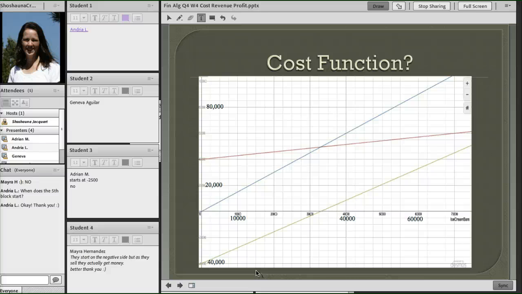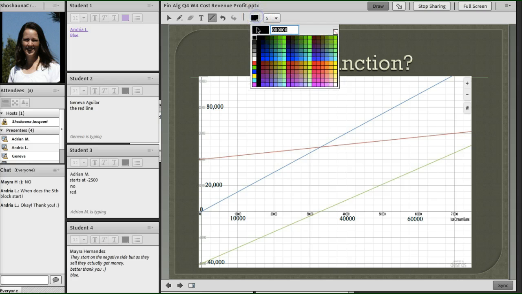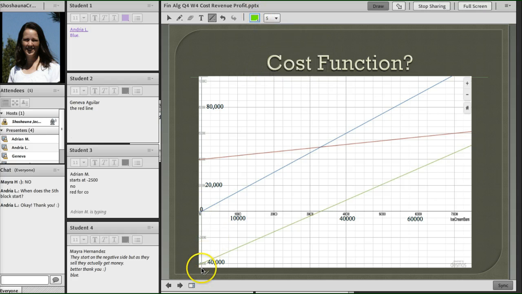Let's put this one in there too. There. Which one of those graphs, take your guess and take your pick and type what you think, which one is going to be the cost function, the red, blue, or green line? So everybody pick what one you think it is.